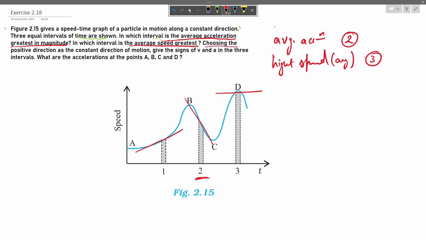Now the third part of the question is choosing the positive direction as the constant direction of motion. It is saying that since the particle is moving in a constant direction, and that direction is going to be positive, give the sign of v and a in the three intervals. So we have to give the sign of velocity and acceleration in all the three intervals: interval 1, 2 and 3, v and a.